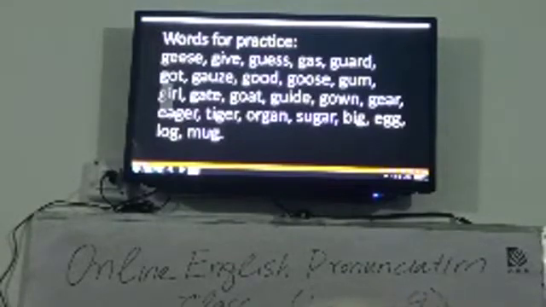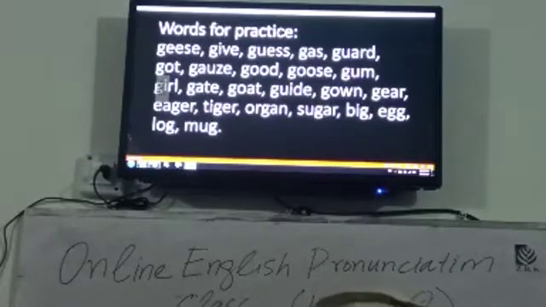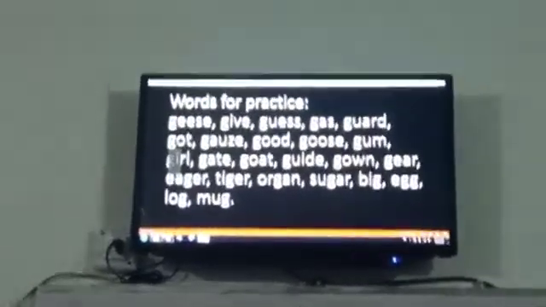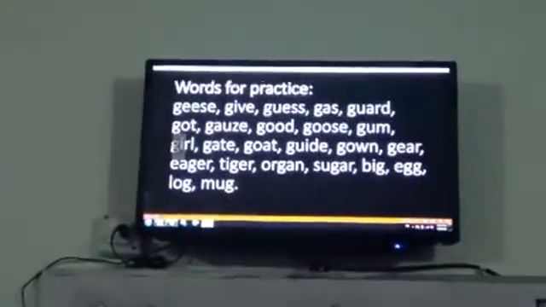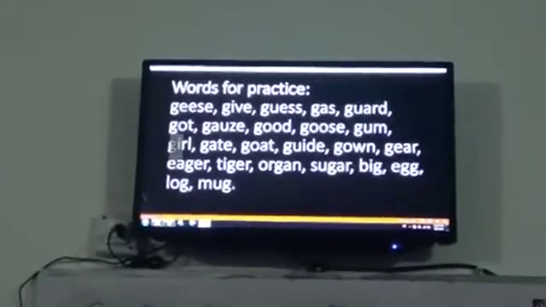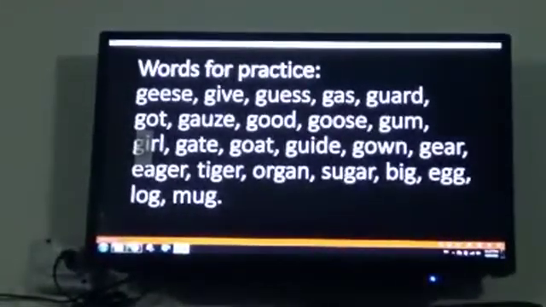G is sometimes silent, but that we will discuss in sound n, because that is mostly concerned with that sound, like in sign. So inshallah we would discuss that there. Now some words for practice. When I present the words, please repeat with me.